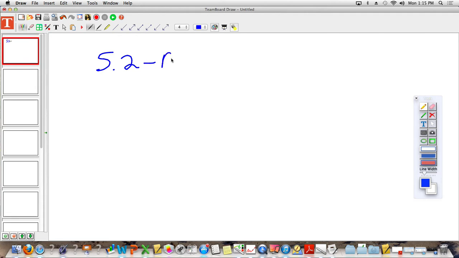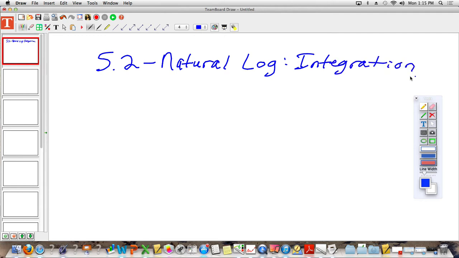And what we're going to do is start working backwards now, and we are going to take the integrals of natural logs. So far, in this chapter, we have only worked on finding the derivative of natural logs. Now we're going to work backwards and find the integrals of natural logs. And I think the hardest part about this is going to be remembering how to find the derivative and then how to work backwards and find the integral.